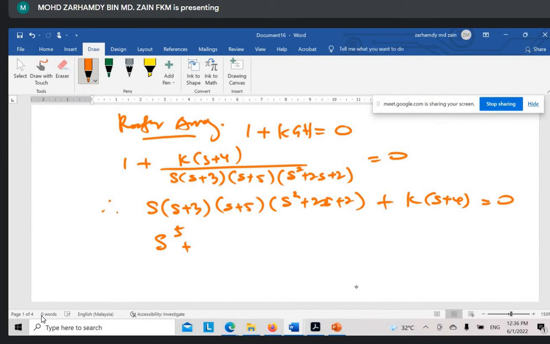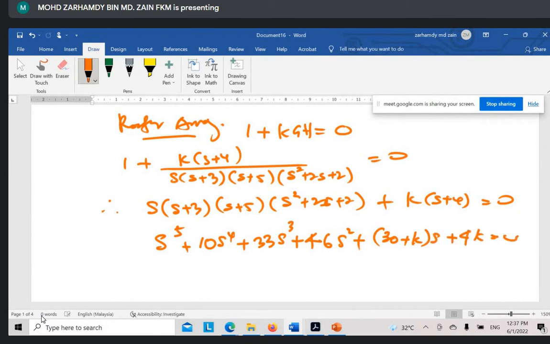Okay, so we have s to the power of 5, then Jacob? s to the power of 4, 10 s to the power of 4, plus 33 s cubed, plus 46 s squared, plus 30 plus K s, and then s plus 4K. 4K. Good. Okay, excellent.